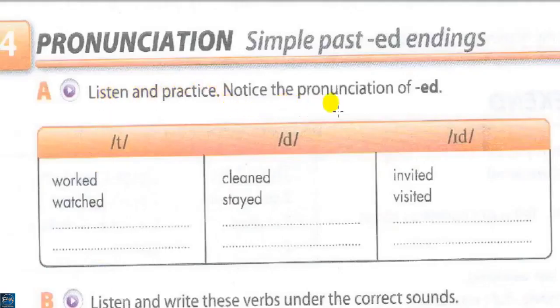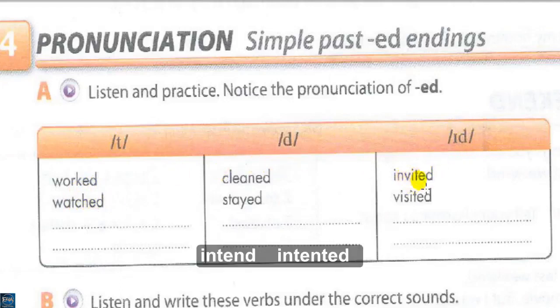Listen and practice. Notice the pronunciation of ed. In this exercise, we said that the ed could be t, d, or id. It could be t if before it there is f, k, p, sh, ch, ss, th. So the ed will be t. Work, worked. Watch, watched. It could be id if the verb ends with T or D, like invite, invited, visit, visited, intend, intended. If it's not T or D, it'll be d, like cleaned, stayed.